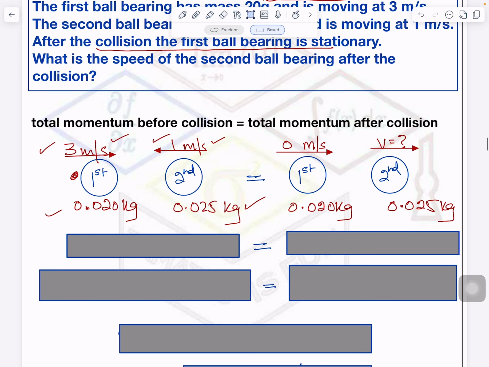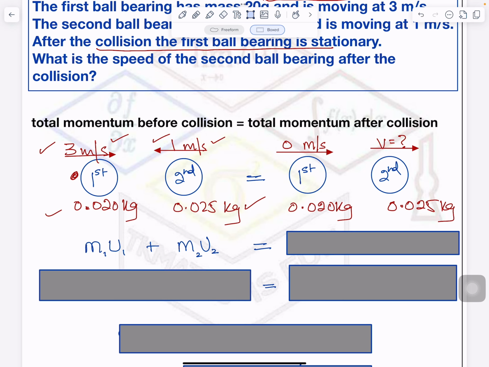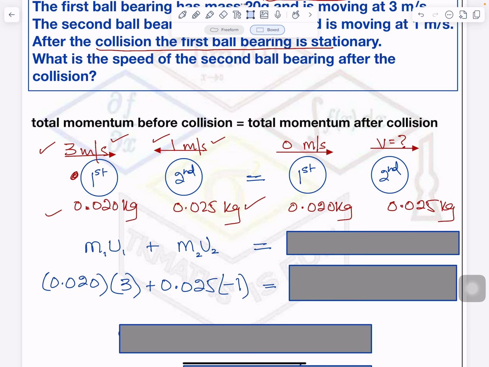So now according to the law of conservation of momentum, before collision, finding the momentum of both the objects, first ball and second ball, this is how you will write it down. Simply substitute the values here. By the way, I have written here 1. It should be minus 1, right? Because it is in the opposite direction.